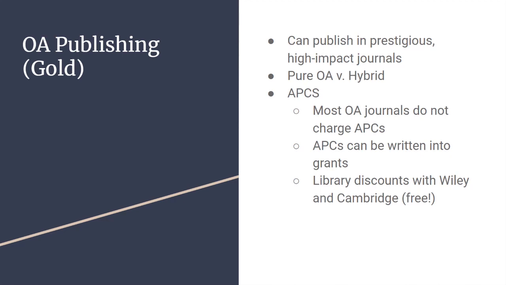Additionally, it's important to note that the library has deals with two publishers, Wiley and Cambridge, that allow ATSU-affiliated researchers, both faculty, staff, and students, to publish open access in journals from these publishers for absolutely no cost. If you want to know more about how to take advantage of this, please feel free to reach out to your liaison librarian and we'll set you up with all the information you need to know.